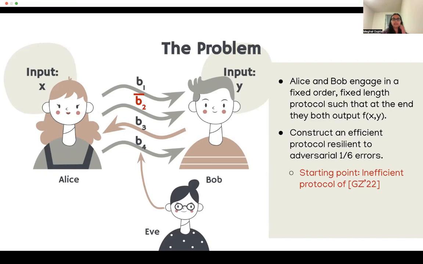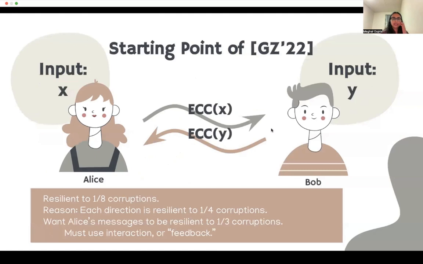So the starting point we're going to need is the protocol of Gupta and Zhang in 2022, which gets the 1/6, but not efficiently. So we're actually going to have to explain the general structure of that protocol in order to understand the modifications that we have to make in order to make it positive rate. So let's start with the 1/8 thing that we described earlier.